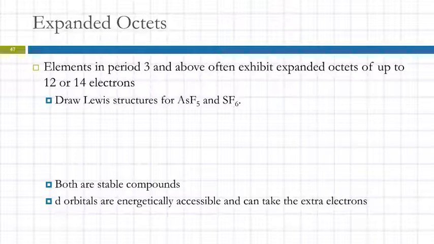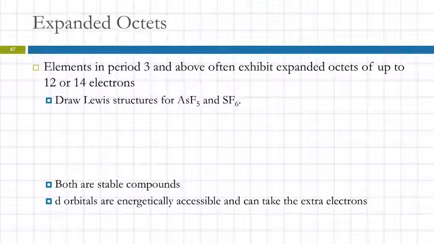So that was not enough electrons, less than 8. We can also have more than 8, right? If you're going to break the rule one way, let's break it the other way as well. So this only works with the bigger elements, period 3 or larger. We often see expanded octets, more than 8 electrons, up to 12 or even 14 electrons. That's a lot above 8.